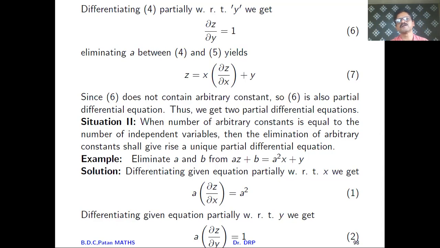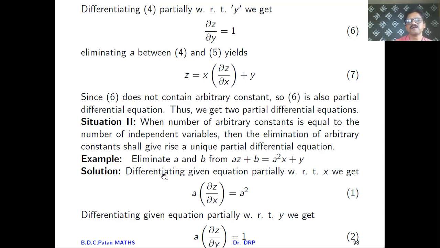If the number of arbitrary constants is equal to the total number of independent variables, then in that case it gives a unique partial differential equation. If the number of arbitrary constants is the same as the total number of independent variables involved in the given equation, then elimination of arbitrary constants shall give rise to a unique partial differential equation. The question is: eliminate a and b from this. So a and b are arbitrary constants and x and y are independent variables. To eliminate a and b, you differentiate this partially with respect to x, then partially with respect to y.